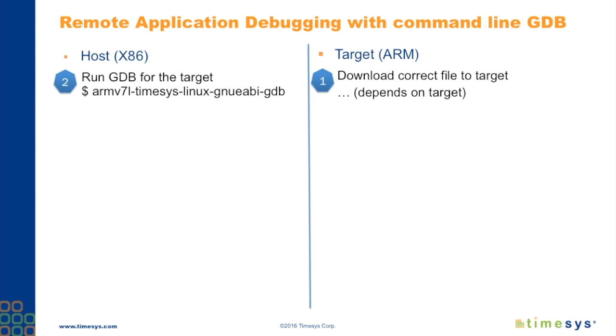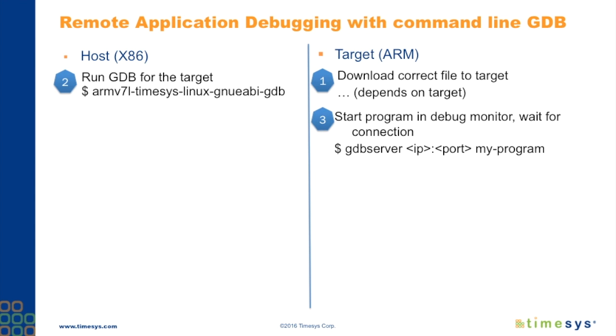In a second step, we start a GDB on our host. It has to be a target-specific GDB executable. In a third step, we are starting our application under control of a debug monitor called GDB server. We need to point to our host IP address for connection.